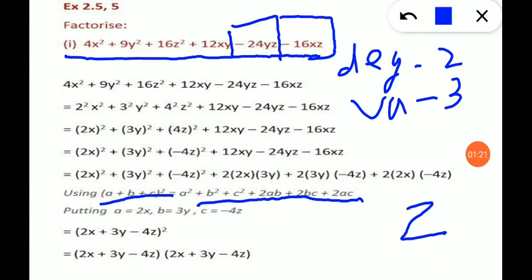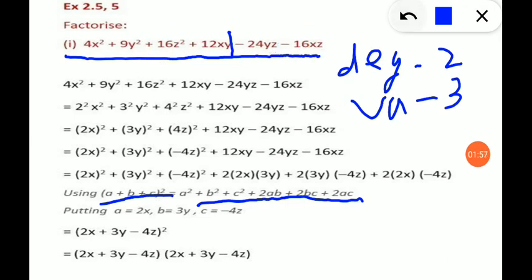Understood? First of all, we will find out which terms are negative, and then we will find out which variable is common between them. Here in minus 24yz and in minus 16xz, z is common, so our z is a negative variable. So whenever we write z, we will write it with minus sign. Understood?